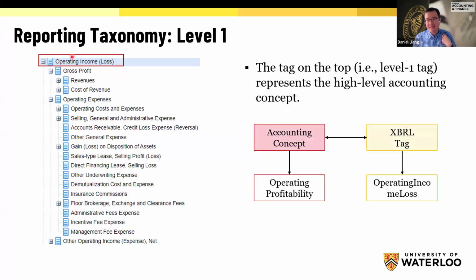The tag at the very top level of the reporting taxonomy usually represents a high-level accounting concept. For example, the accounting concept of interest in our study is operating profitability, and the corresponding tag is operating income loss. We will consider this tag to have a level of depth of 1, because it is at the highest level of the reporting taxonomy, at least this part of it.